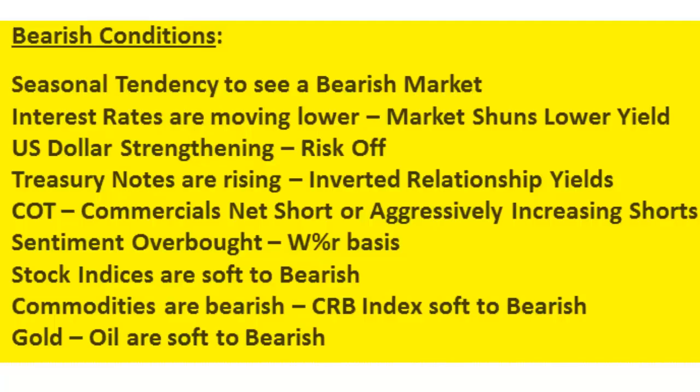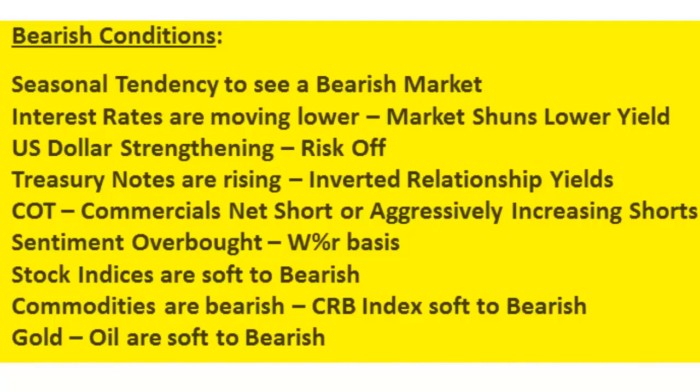Treasury notes on the daily chart should be rising, and again, because there's an inverted relationship between yield and the futures market, the interest rates yield will be moving lower, while the futures daily charts on the 2-year, 5-year, and 10-year should be rising. Commitment of traders report, the net positions should show commercials net short and or aggressively increasing short positions, and you find that with the referencing of the open interest.